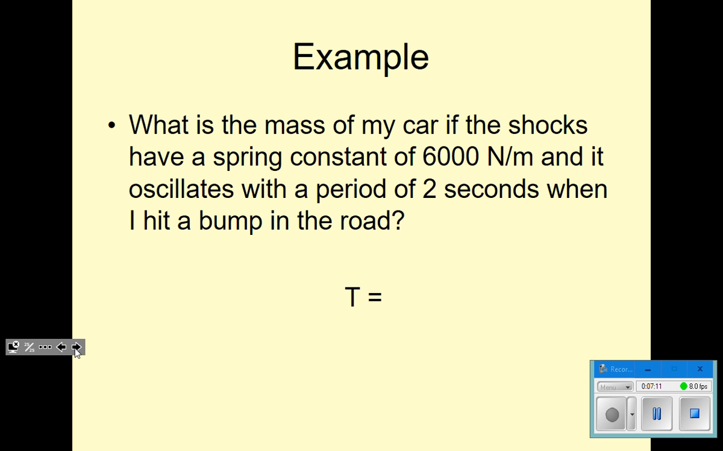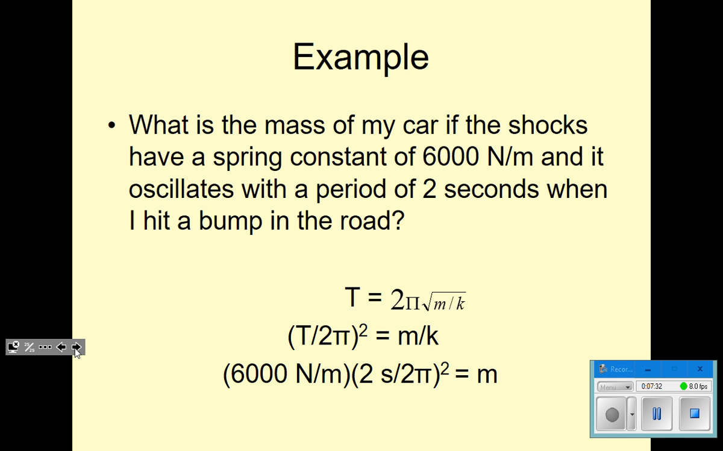And so to find the period of a spring system, it's T equals 2 pi times the square root of m over k. If we're looking for the m, we have to divide by 2 pi and square that to get rid of the square root. And then to get the m by itself, we have to multiply by k. So when we plug that in my calculator, I type 2 divided by 2 divided by pi. Then I hit enter. And then I square that number, and then I multiply by 6,000. That gives me an answer of 607.93 kilograms.